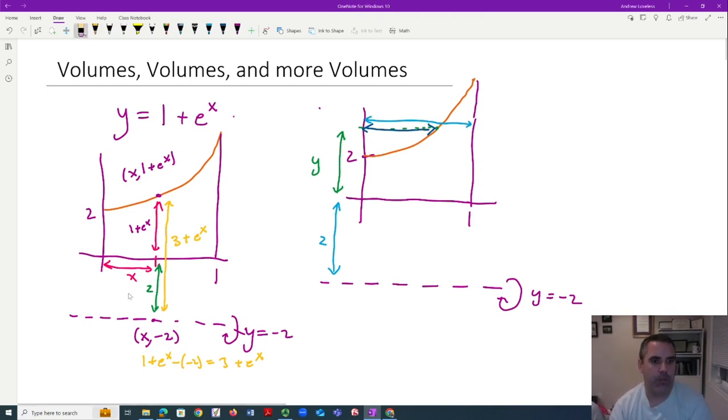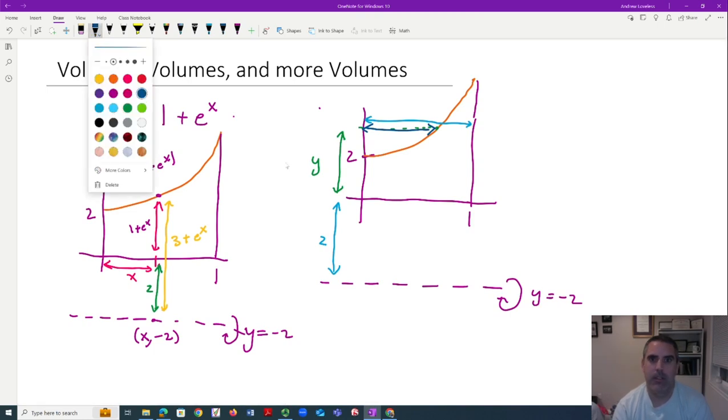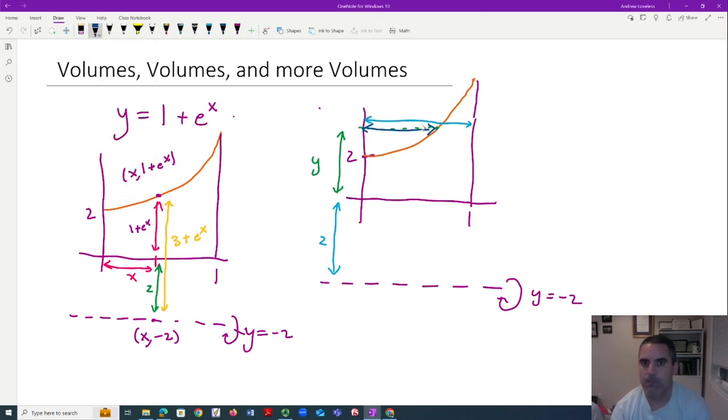Okay, so that's the labeling. So notice I haven't talked anything about the volume yet, because the skills we just talked about have nothing to do with the volume of revolution and just have to do with labeling. So let's continue practicing our labeling skills and see what we can label here.